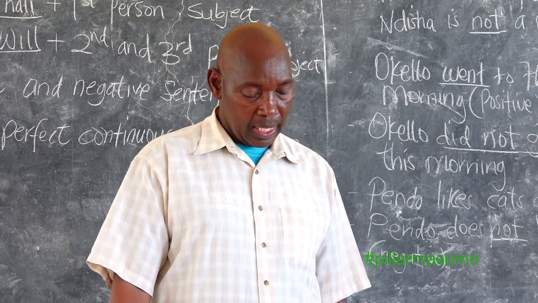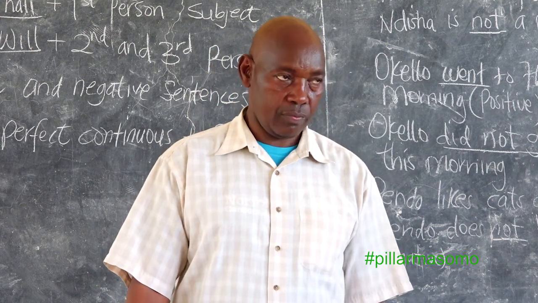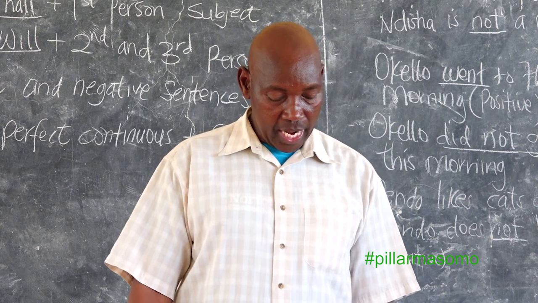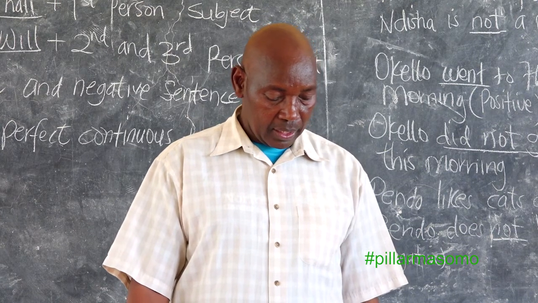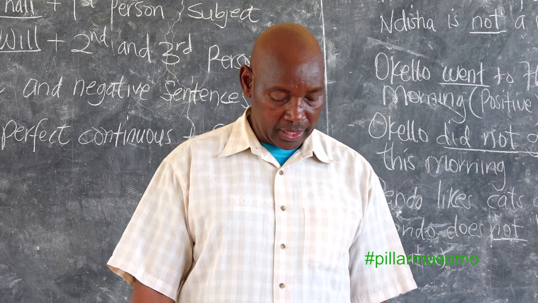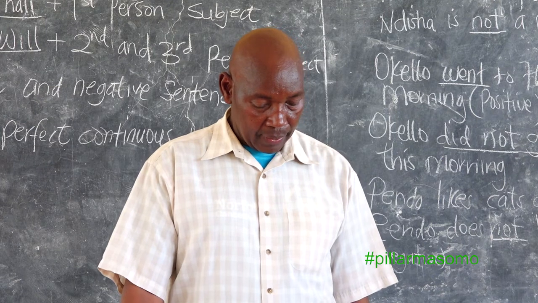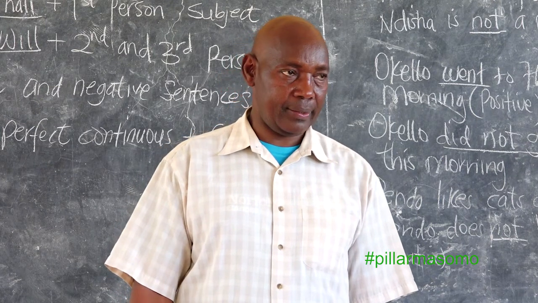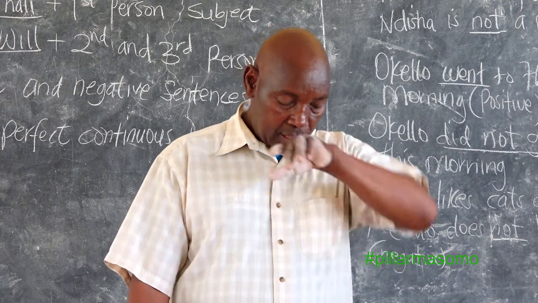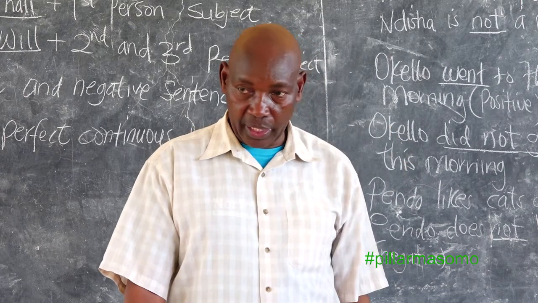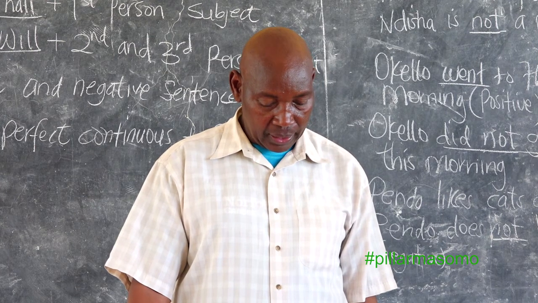Okay. Another sentence. Kibet works very hard in school. The negative of it is Kibet does not work very hard in school. I did the shopping at the supermarket. The negative one is going to say, I did not do the shopping at the supermarket.